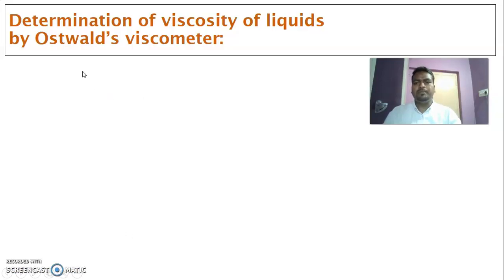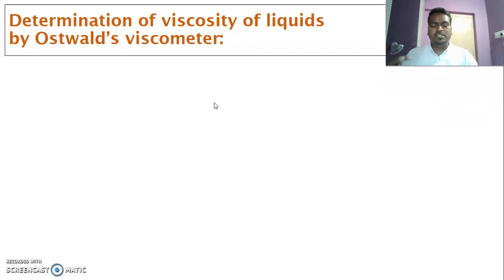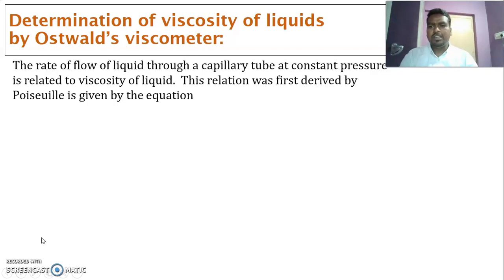In this method, Oswald viscometer is the device which is used to measure the viscosity of the liquids. So before going to know the experimental part, you must know the relationship between the rate of flow of liquid through capillary tube at constant pressure and time, and pressure and viscosity coefficient. This relation was first proposed by Poiseuille.